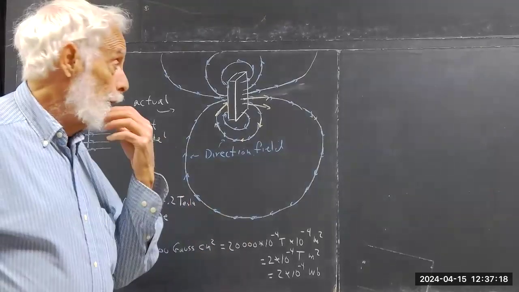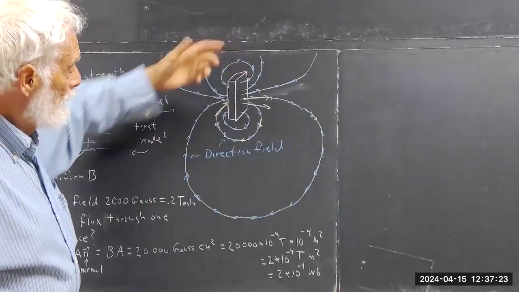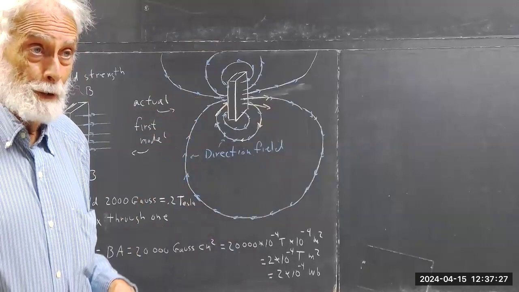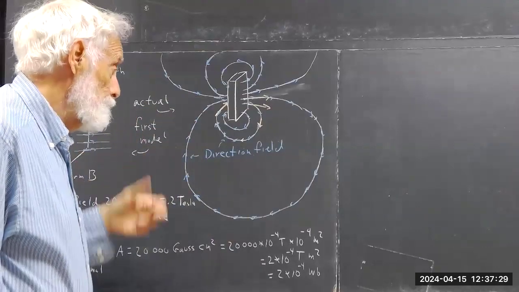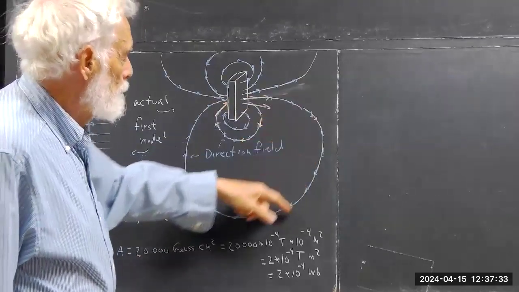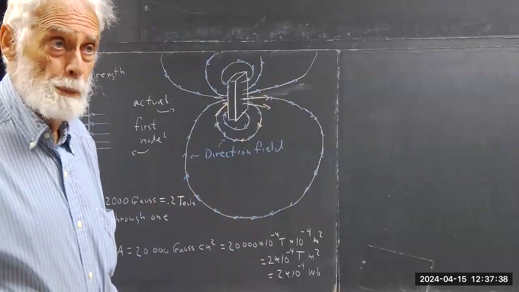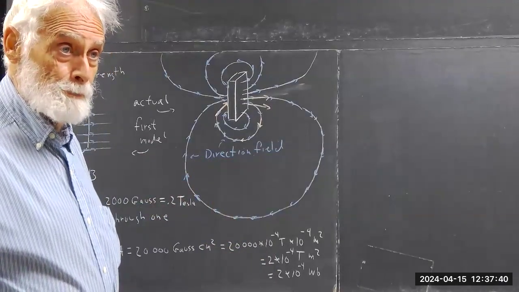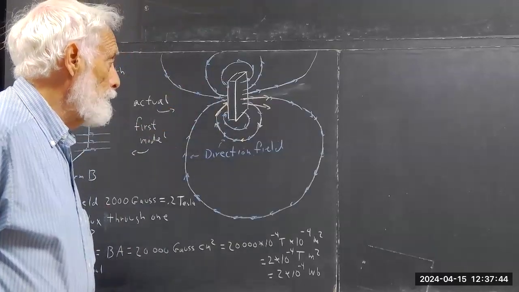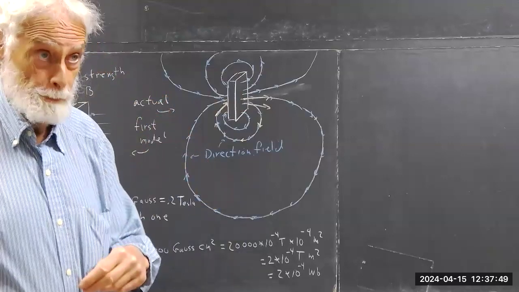But if we have a whole bunch of electric dipoles lined up like this, the field lines will look pretty much the same. So it's worth understanding that. The blue arrows represent the direction field. Everybody's had differential equations, you know what a direction field is. At every point, it gives you the direction of the magnetic field. The density of the lines is proportional to the strength of the field.